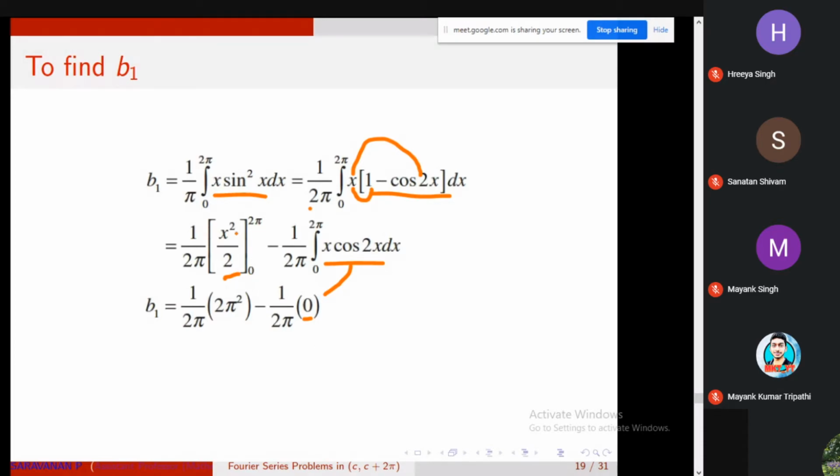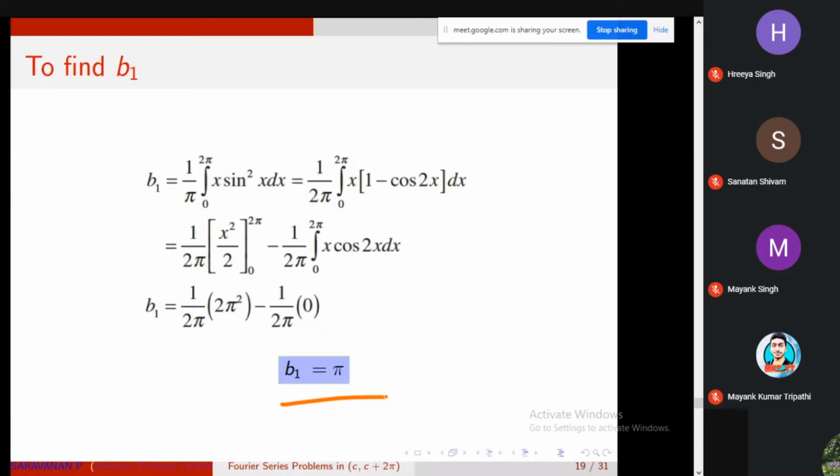And here if I apply the limit, you will get 2 pi whole square by 2, that is 4 pi square by 2. So that is 2 pi square. Now this 2 will get cancelled, 1 pi is also cancelled, therefore the value of b1 is pi.